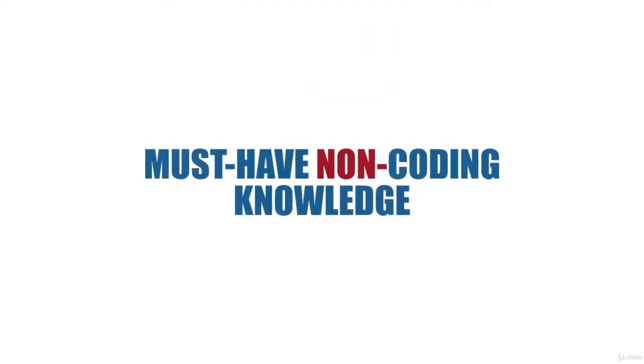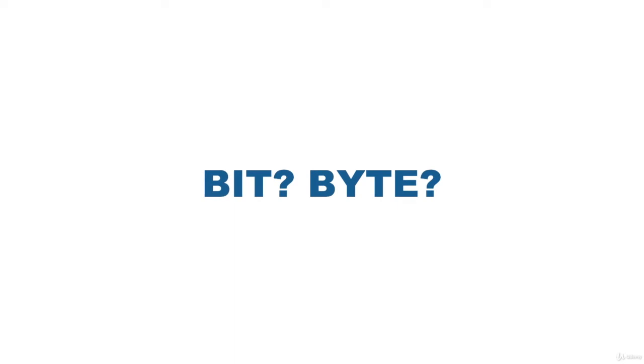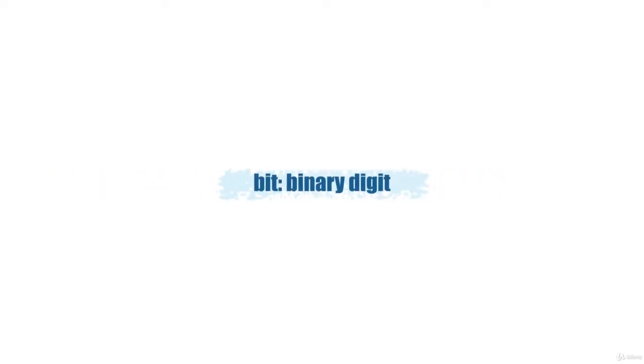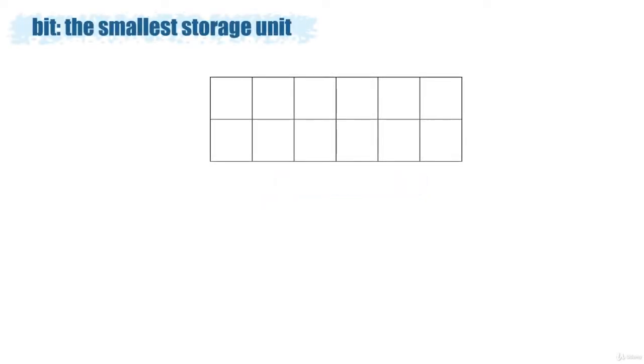Before we start to write any codes, here is some non-coding knowledge you must know. First, you need to know what a bit is and what a byte is. Bit comes from two words, binary digit. It is the smallest storage unit. One bit can only store 0 or 1.